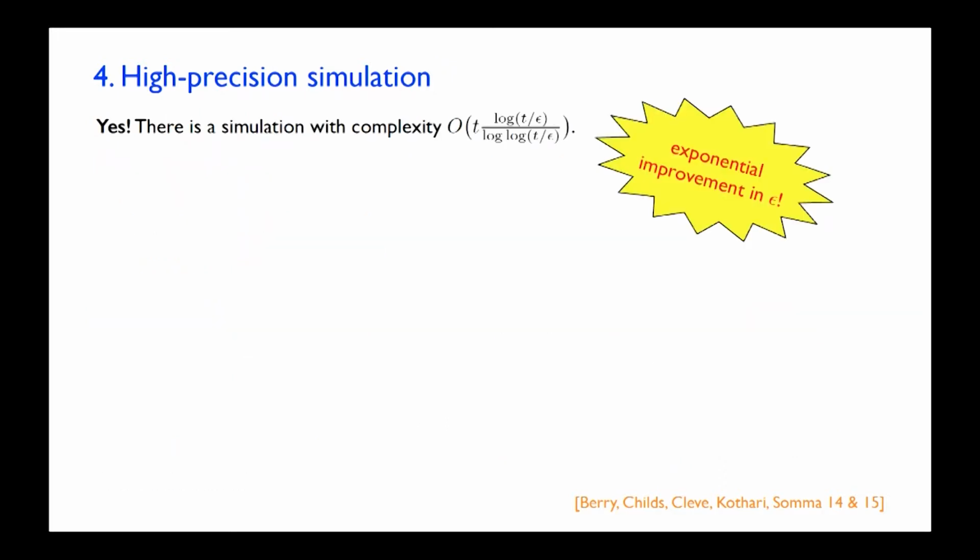So we have a simulation now which has complexity which, as a function of epsilon, really saturates the lower bound that I mentioned before. It has complexity like log 1 over epsilon over log log 1 over epsilon. And it's actually close to linear in t, which was, as we saw before, the best you can do as a function of t. It's a little bit worse than linear in t, but it's pretty close. So this is an exponential improvement over what we've seen so far as a function of epsilon.